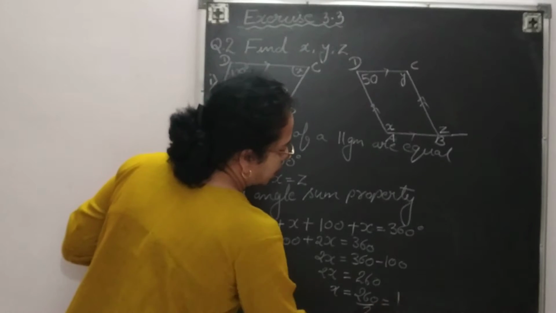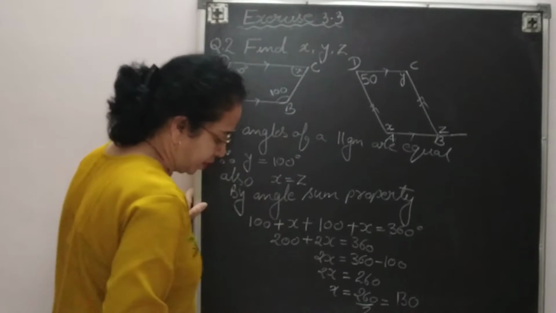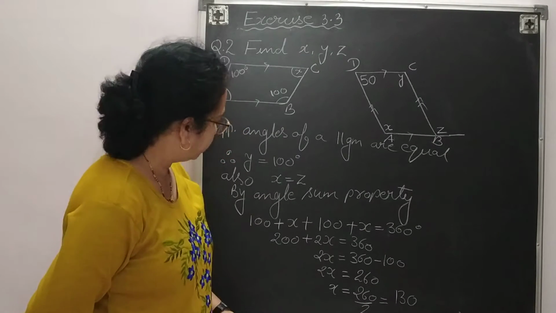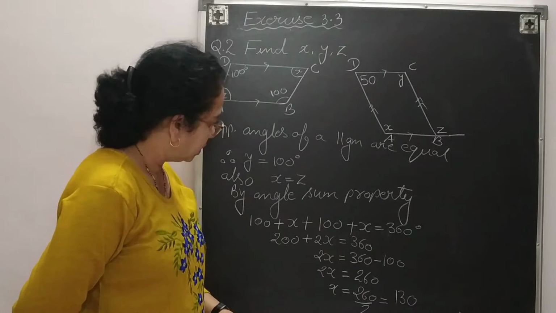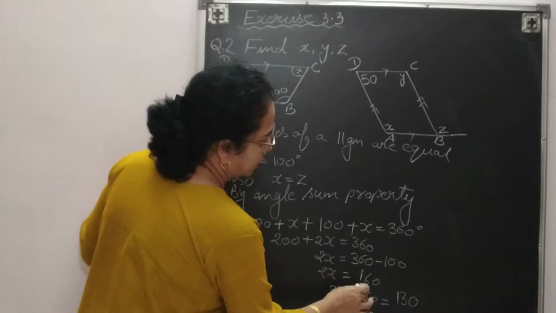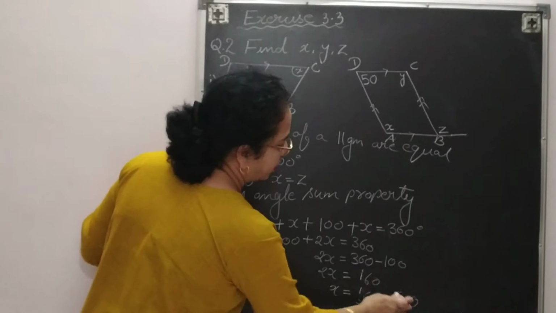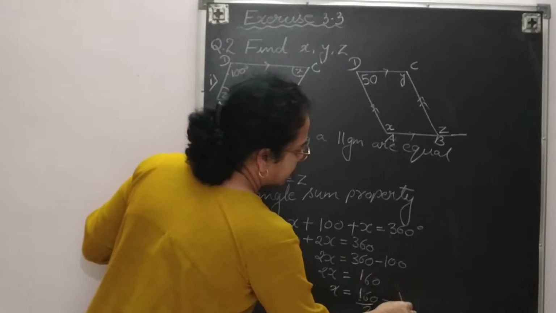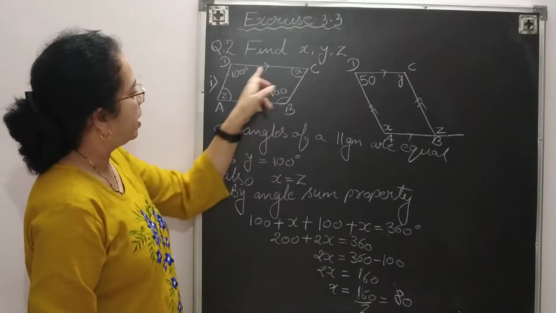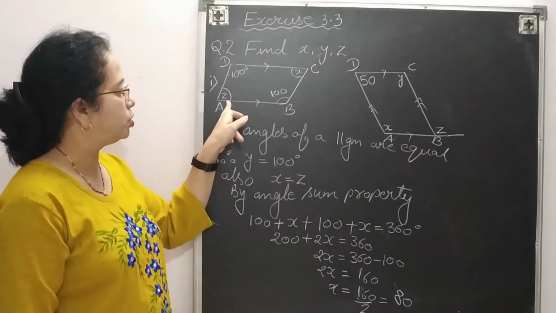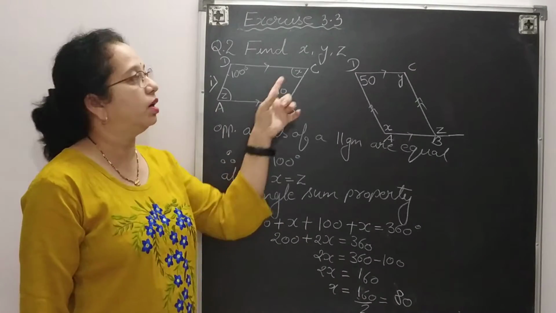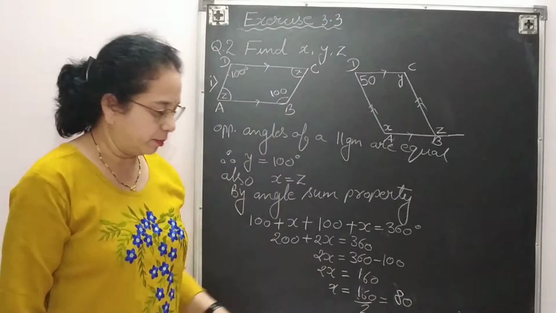So that is 2 1s are 2, 2 3s are 6 and 0. So this is give you, sorry, this is 200, so this will be 160. Yeah. So this is 160 and this will give you 2 8s are 16 and 0. So value of x will be 80 degree and similarly value of z will be also 80 degree. So this way by using angle sum property we found here x, y and z.